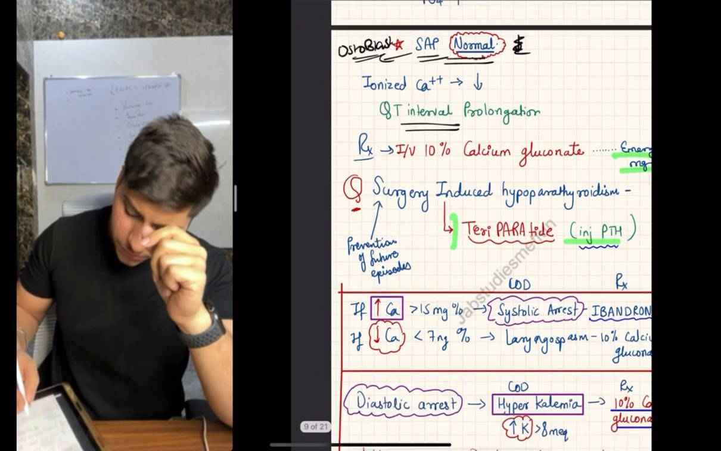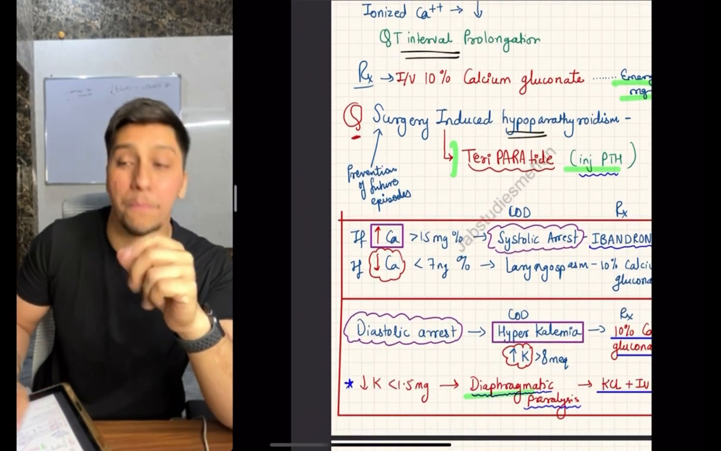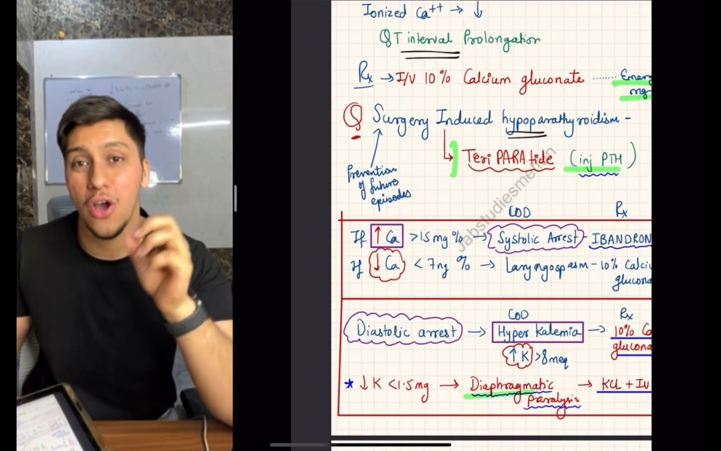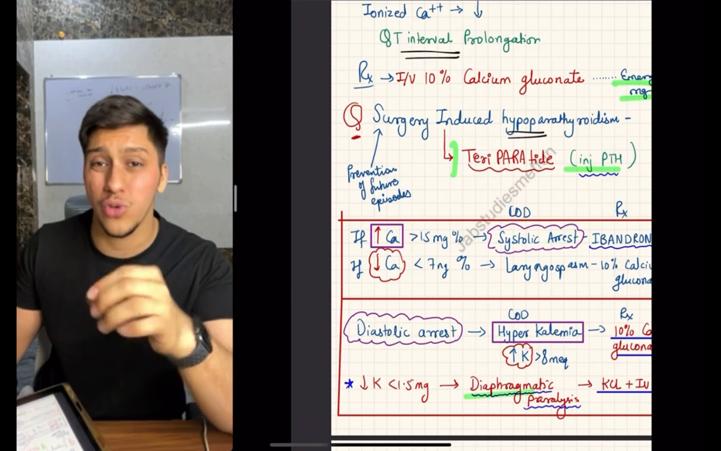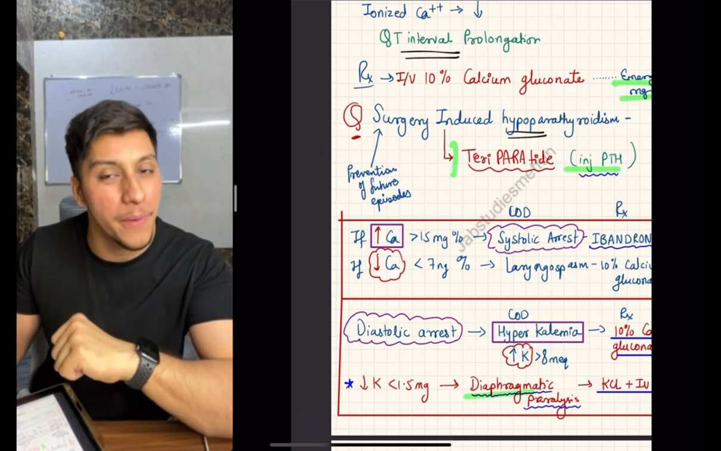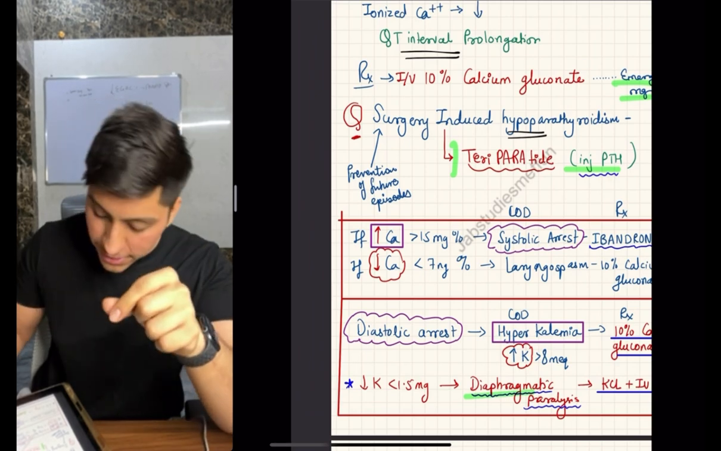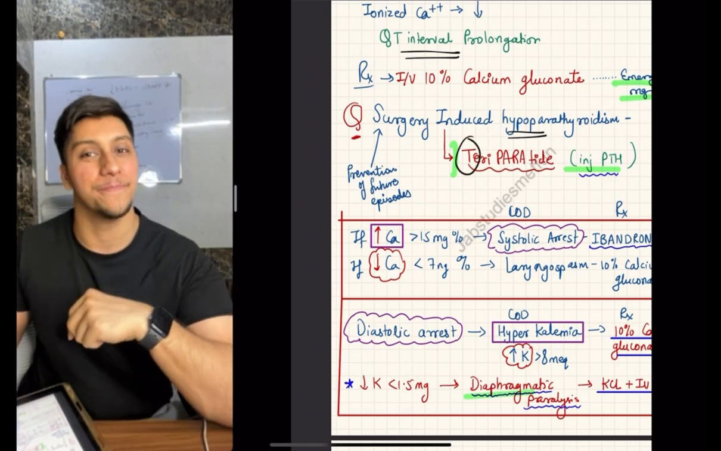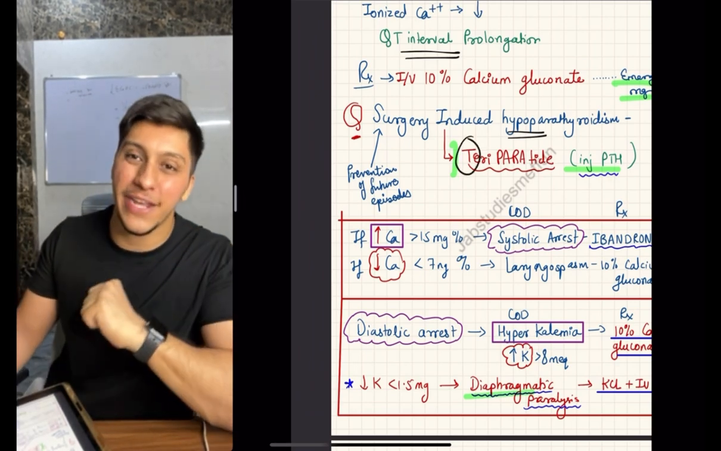All right. If you have a surgery-induced hypoparathyroidism. Now, hypoparathyroidism means PTH is low. So now we have to give PTH, right? So this is a treatment-induced hypoparathyroidism. So T for treatment and T for teriparatide.